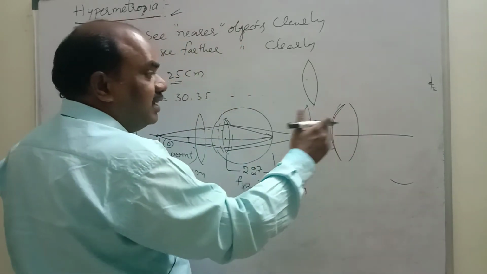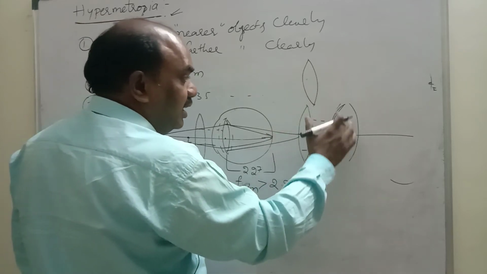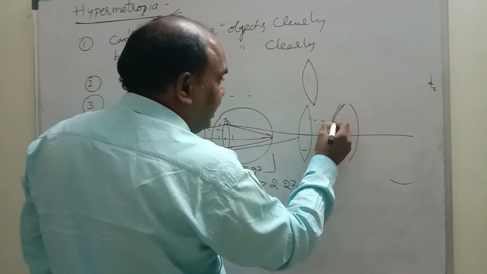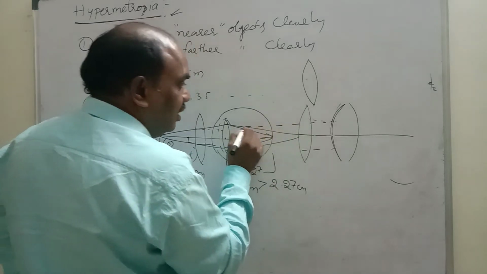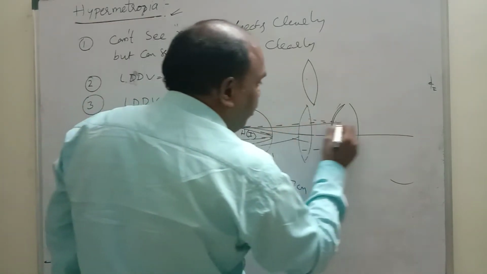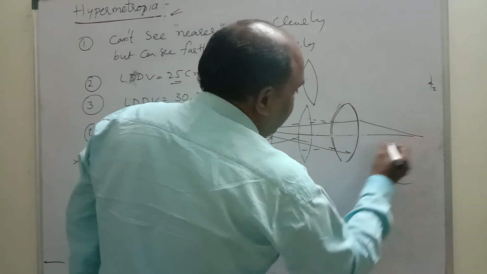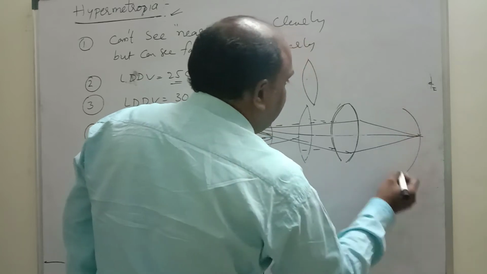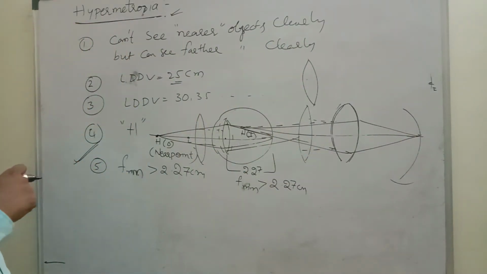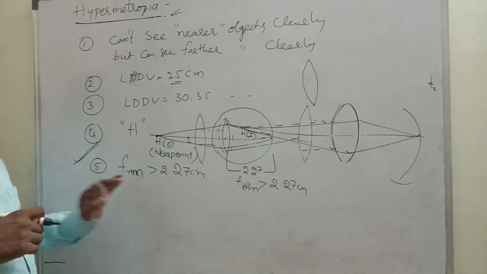Rarer to denser converges, denser to rarer diverges. This is denser, this is denser. Denser to rarer through the convex lens diverges. So it slightly diverges and seems to meet at H, so this image acts as an object, and all light rays fall on the second curved surface. Finally, the image forms at the retina of the eye. So the problem will be rectified. This is hypermetropia. Important.